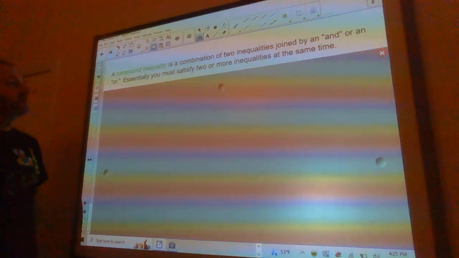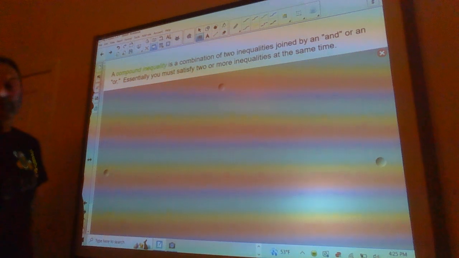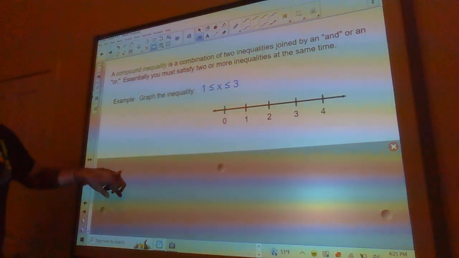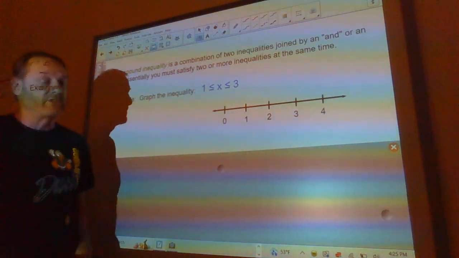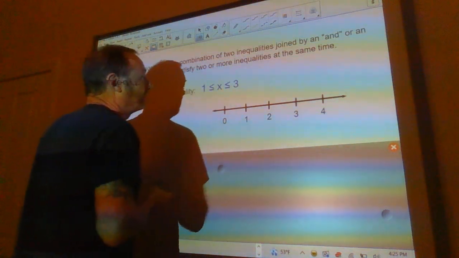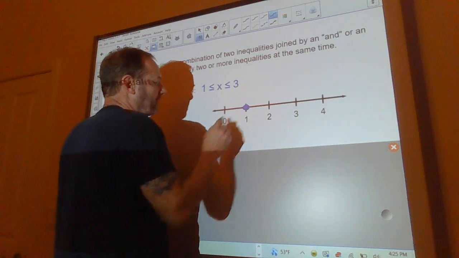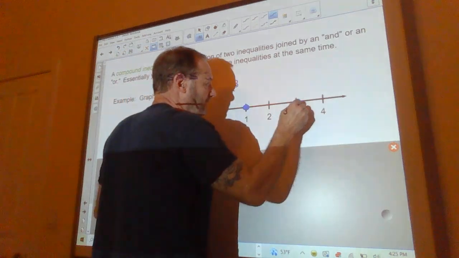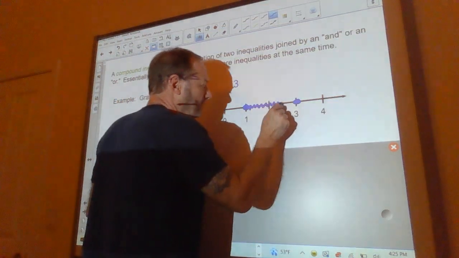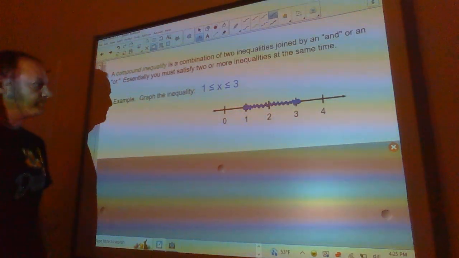Okay, a compound inequality is a combination of two inequalities joined by an "and" or an "or". So you've got to satisfy two inequalities at the same time. This one's already solved. You can't do anything else to this. But my x's must be greater than or equal to 1, but less than or equal to 3. So I'm going to put a closed dot here at 1 and a closed dot here at 3. And I'm going to shade the numbers that are more than 1 but less than 3. So it's going to be the ones between those two numbers.